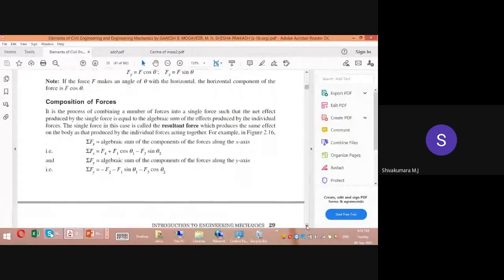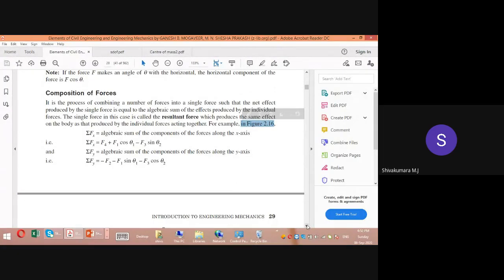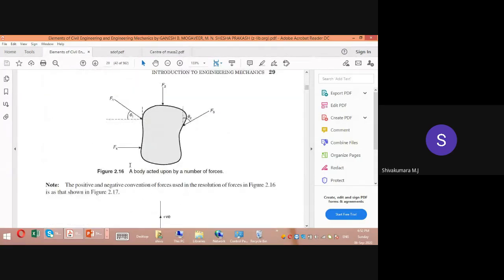So there are multiple forces. For an illustration you can see figure number 2.6. There are different forces, that is F1, F2, F3, F4, so totally 4 forces. You want to combine all these forces and have a single resultant force. That single resultant force will induce the same effect as this system is inducing. Combined, F1, F2, F3, F4, whatever the effect they cause on the body, the same effect will be caused by a single force, that is the resultant force.